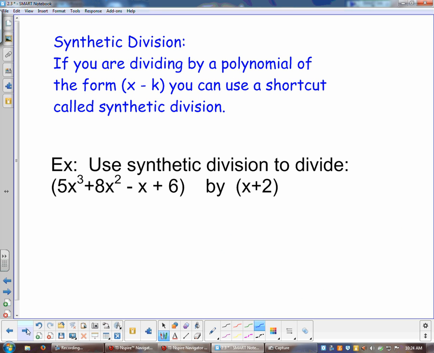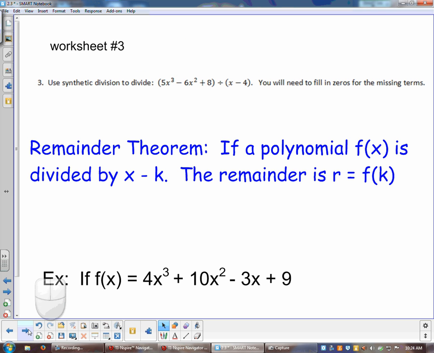Okay, synthetic division, we've already talked about this. Is this example on your sheet or no? Almost, not quite. No? It's x minus 4. All right, it's okay. Oh, you got this one?